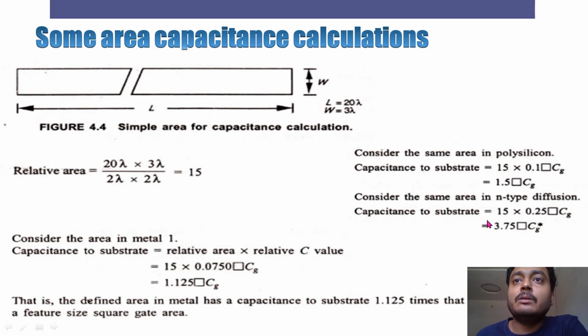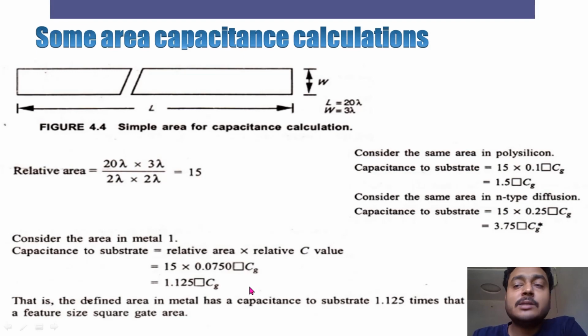So similarly, you will go for the diffusion capacitance to substrate. You replace this with n-type diffusion, 0.25. This again you can see in your tabulation. Okay, right. So what exactly does this 1.125 mean? It means the defined area in metal has a capacitance to substrate of 1.125 times the standard value of gate capacitance. Okay, that's the actual meaning.